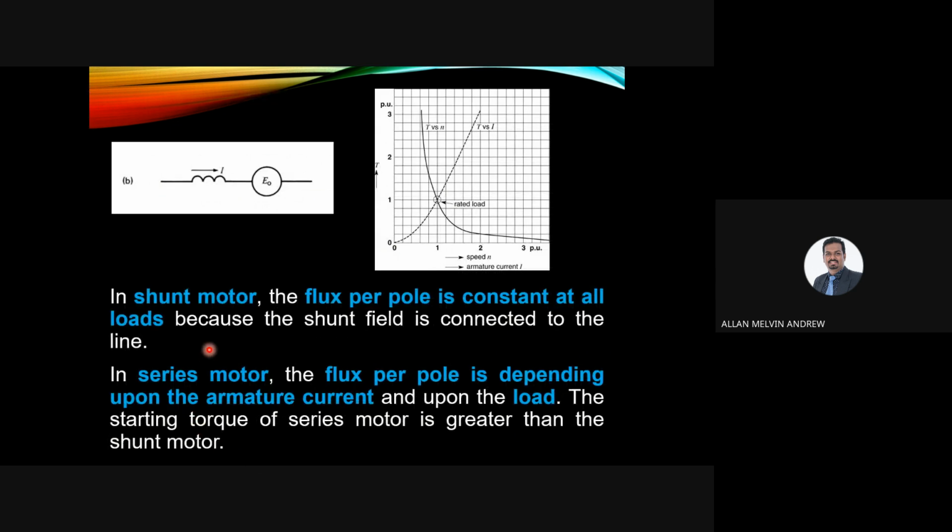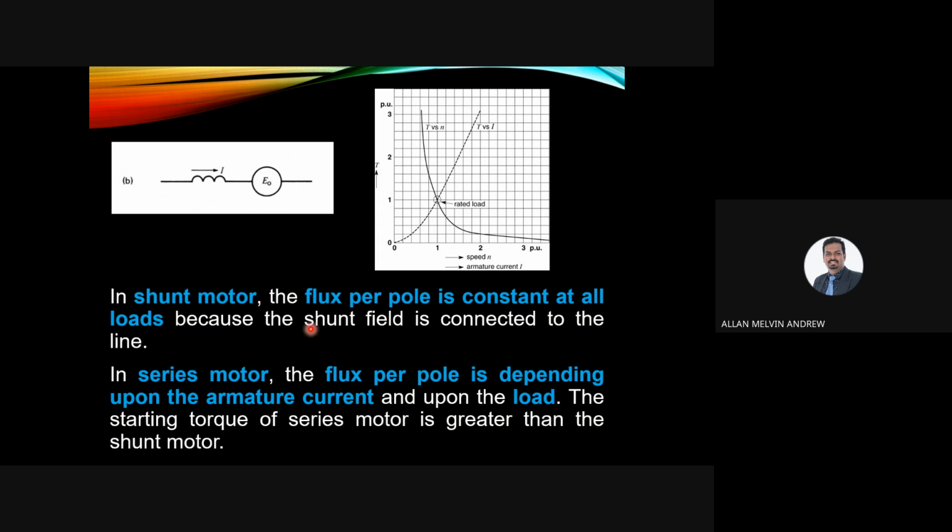Okay, so the differences: in the shunt motor, the flux per pole is constant at all loads, because the shunt field is connected across the line in parallel. But in the series motor, the flux per pole depends upon the armature current and upon the load. The starting torque of the series motor is greater than the shunt motor. So the flux per pole, our field, depends on the armature current. When we control the armature current, we can control the flux per pole.